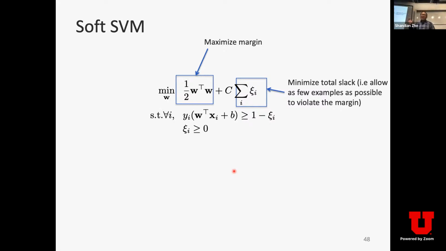Because it can dynamically, automatically pick a few data points, exclude them, and then maximize margin for the remaining data points, and also allow some kind of trade-off. I don't want too many data points to break into the margin. So in my objective function, I maximize margin, and meanwhile I minimize the total slack, namely allow as few examples as possible to violate the margin. And this hyperparameter C represents the trade-off between the two terms.